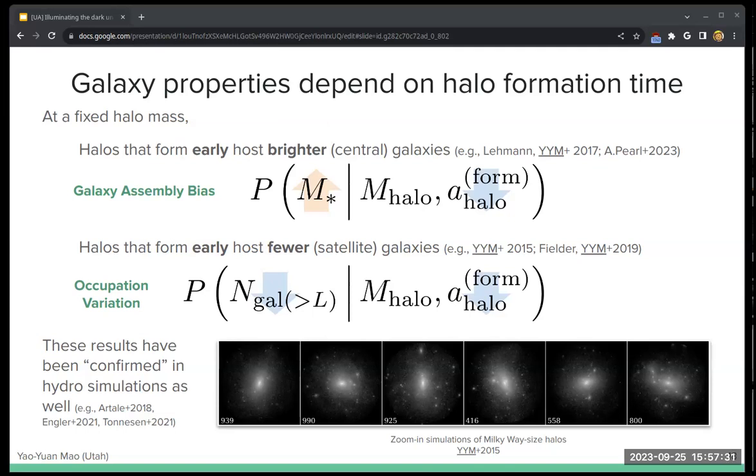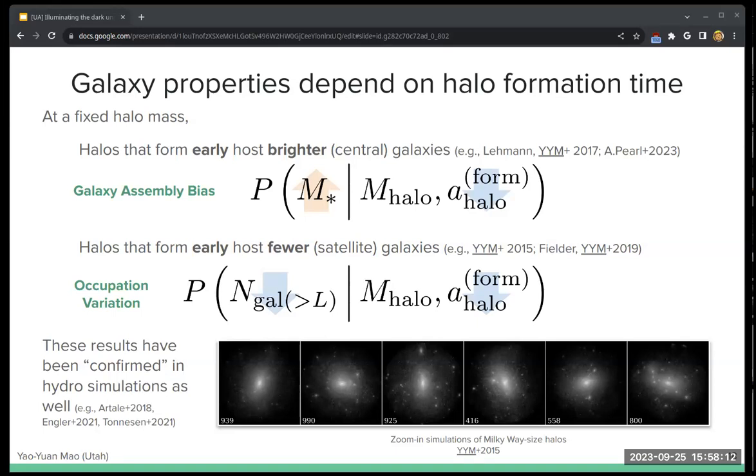So for example, we believe the halos that form early tend to have a higher stellar mass at a fixed halo mass because they have a little bit more time to accrete stellar mass. This is sometimes referred to as galaxy assembly bias. We also know that halos that form early, at the same halo mass, tend to have fewer satellite galaxies in that dark matter halo. And the idea being the satellite galaxies have more time to merge with the main galaxy. So basically, the satellite galaxies merge with the main galaxy, deposit their stellar mass onto the main galaxy, and disappear. So you have fewer satellite galaxies, but more stellar mass in the central galaxy.